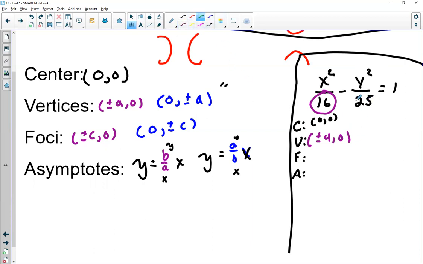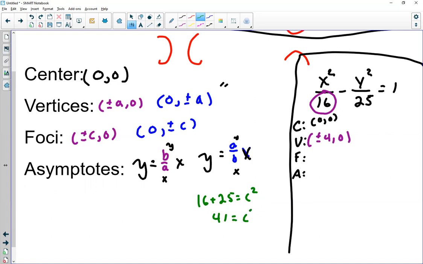The foci here, I need to find the c value. So I have to use the foci equation. a squared, which is 16, plus b squared, which is 25, equals c squared. Well, you could think of b as negative 5, but the b squared becomes positive. So we just do a plus b. So 16 plus 25 is 41.